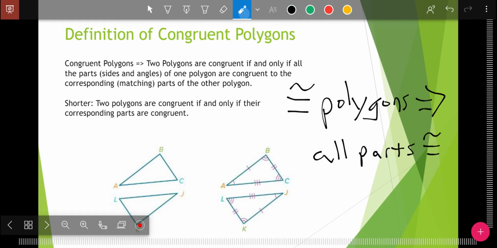On the left here, do these two triangles look like they're the same? Yeah. But are they the same? Are they congruent? I can't say they're congruent until I can say all three angles match and all three sides match. And that is what those little tick marks mean. Now that all the parts are congruent, the polygons themselves are congruent.